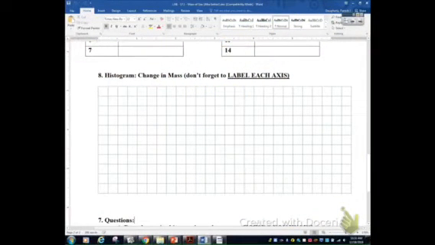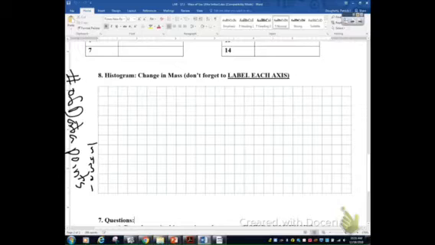Okay, the histogram is going to let us graph the change in mass using the classroom data that we collected. So the first thing we want to do is label the axes. For the y-axis, it's going to be number of data points. Now we could just start labeling these 1, 2, 3, 4, 5, and just keep on going up. For the x-axis, you want to go somewhere in the middle, and this is going to end up being change in mass.